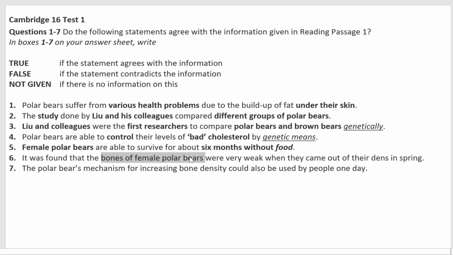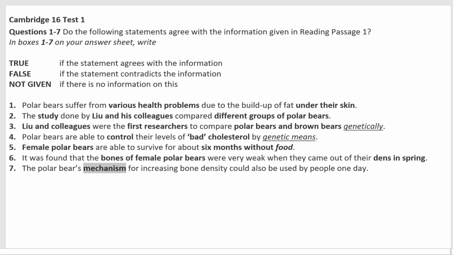Bones of female polar bears directly can be found. Dens in spring means a condition of bones of female polar bears may be mentioned, when they came out of their dens in spring. Mechanism for increasing bone density, a technique or process, may be found about the increasing bone density, which could be used by humans for the same purpose.